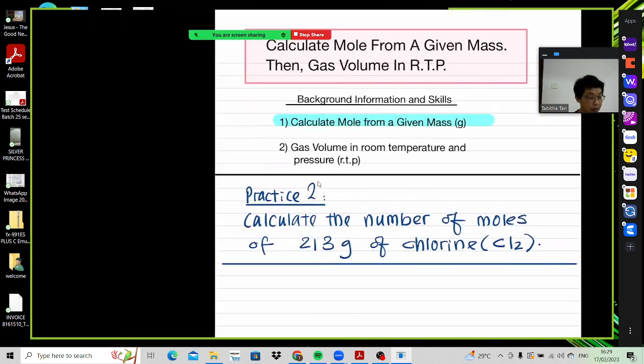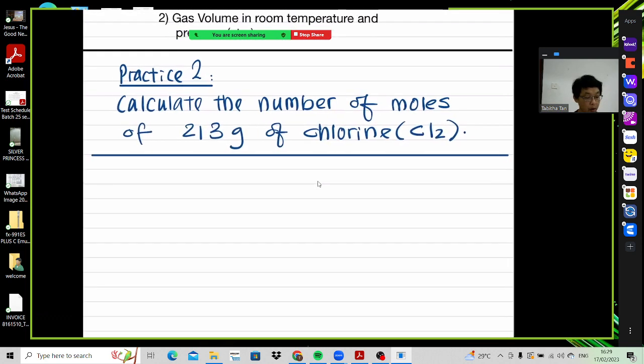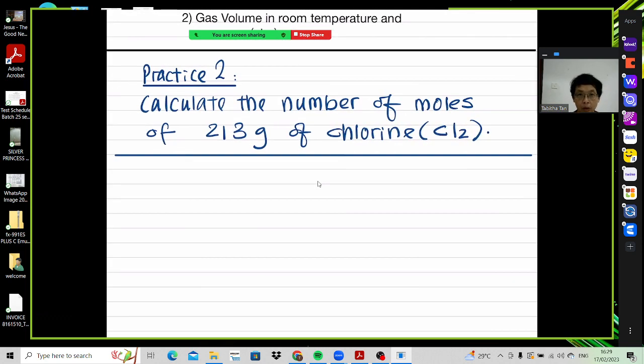Let's get more practice. Okay, why not? This time you pause the video and you may join me back for the solutions. Let's read the question. Calculate the number of moles of 213 grams of chlorine. And the formula was given to you as well, Cl2. So let's go in and find. We know that the mass was given.